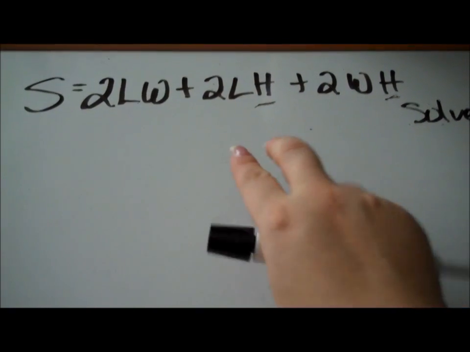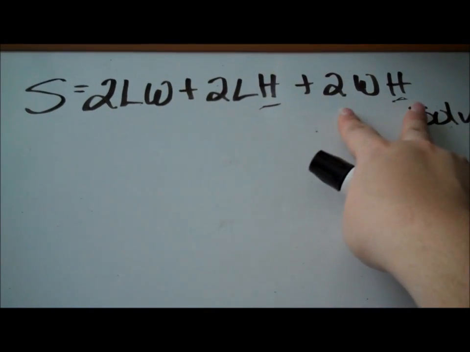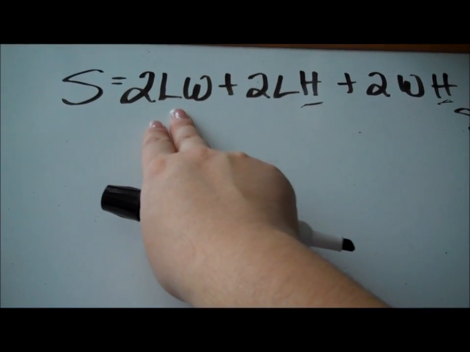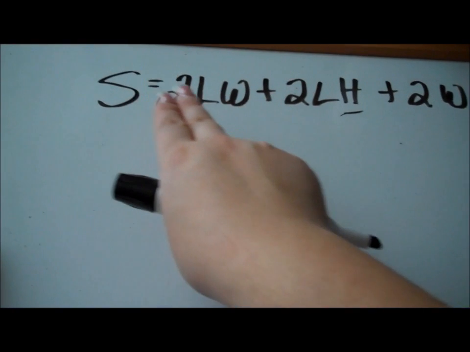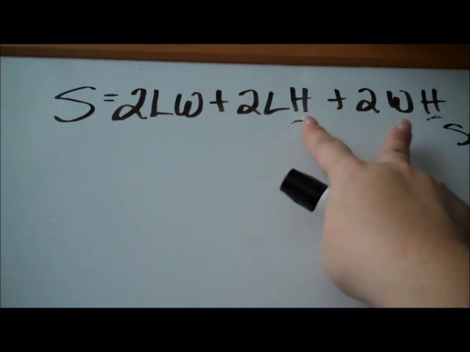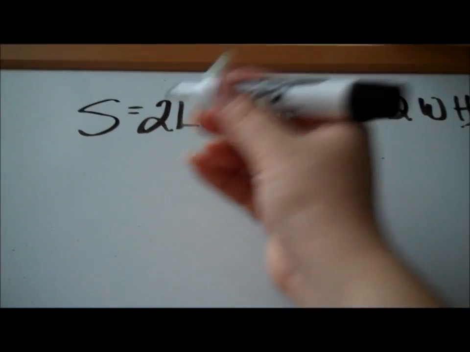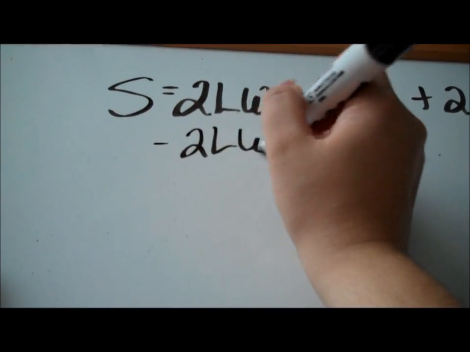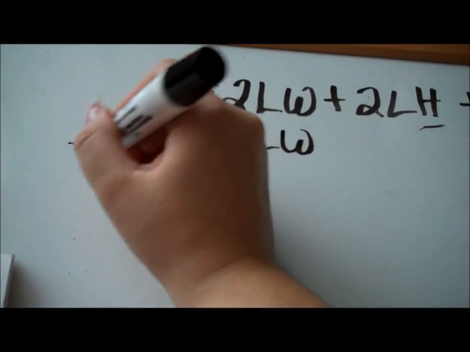Okay. So notice again, there's an h here, there's an h here. This has no h at all. So I can get rid of this because it doesn't pertain to the variables here. So I can subtract this 2LW to the other side.